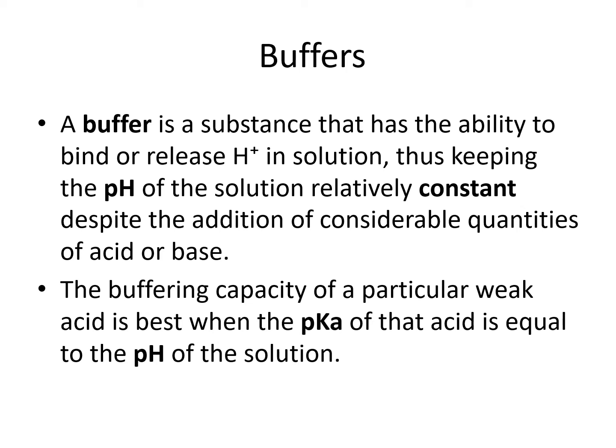The buffering capacity of a particular weak acid is best when the pKa, or the dissociation constant, of that acid is equal to the pH of that solution. So for the urinary buffer, the pH is 6.5 to 6.8, or for blood it is pH 7.4. So the substance that has a pKa close to the pH of normal blood or urine is the best buffer for that.